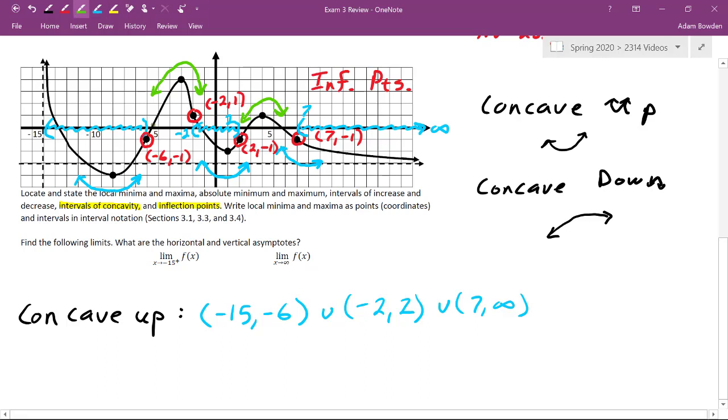So what we can then see is that between all the other areas it's concave down. So we can say it's concave down on the interval between -6 and -2, and also the interval between 2 and 7.